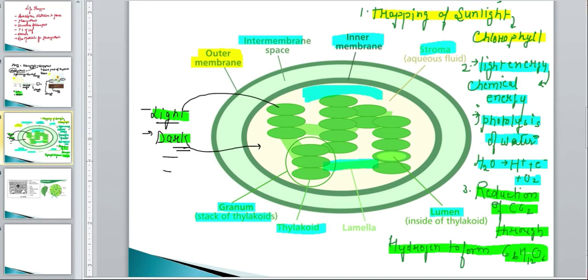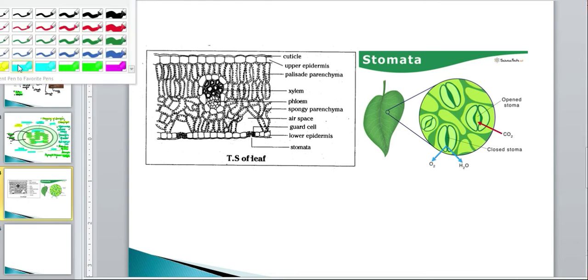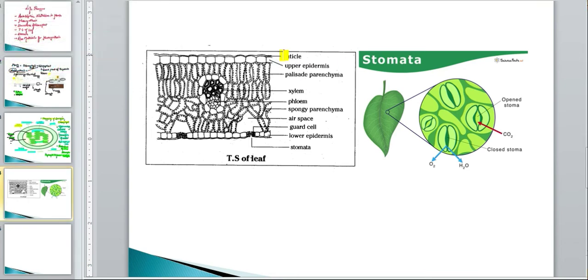And let's come to the structure of the leaf now. I just want to show you the tissue, mesophyll tissue, where the photosynthesis occurs. So in the TS of leaf, the transverse section of leaf, you can see these many points. Let us highlight here. Cuticle, upper epidermis, palisade parenchyma, xylem, phloem, spongy parenchyma, air spaces, guard cells, lower epidermis, and stomata.